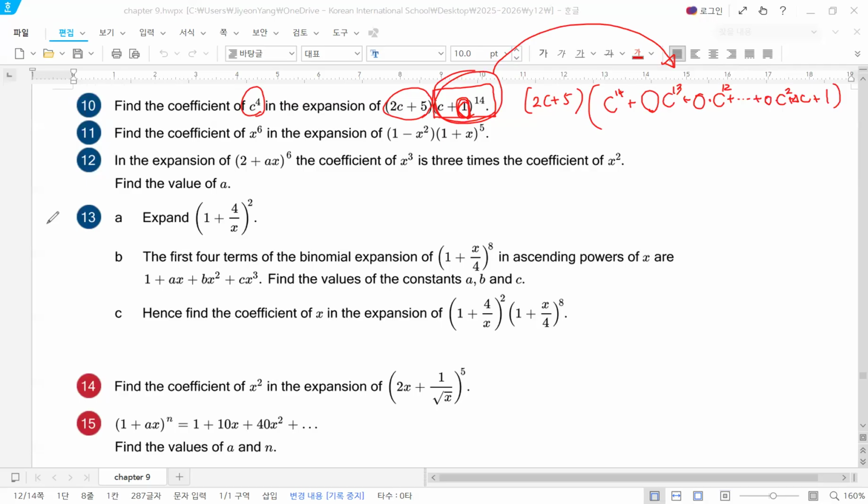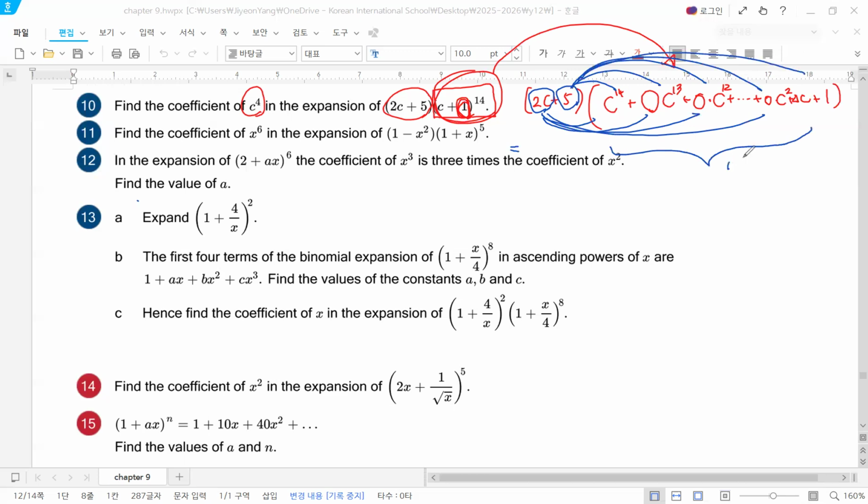After that, we multiply out these two terms. Firstly, to expand this expression totally, you need to multiply this term by each term, plus this term multiplied by each term. Since there are 15 terms here, from c to the power of 14 down to the constant term, there are 15 terms from here and 15 terms from there. So therefore, 30 terms in total.